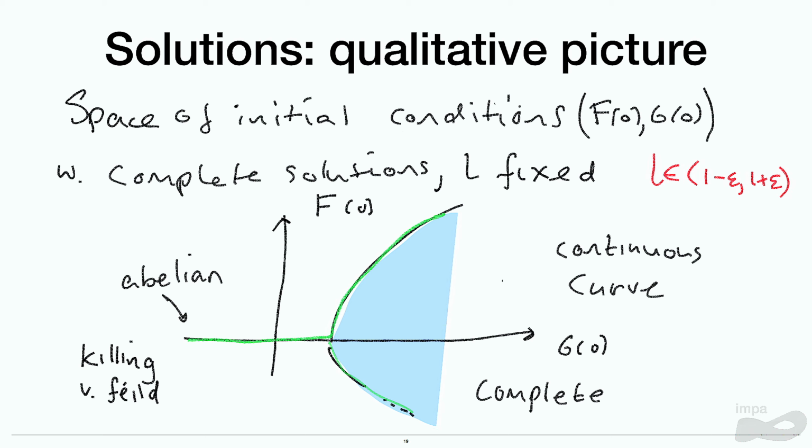So the green and the blue are all the complete solutions. So they extend over the S3, they extend to infinity. The only thing I haven't highlighted is everything outside, which either becomes unbounded or blows up at finite time. The blue ones, everything to the right-hand side of this curve, extends over S3 and extends to infinity.